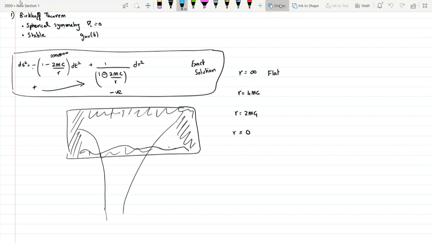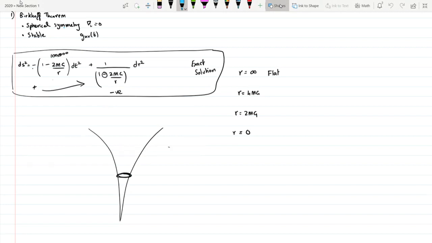Okay, let me draw this better. And there's one particular radius. Remember, r is equal to 2 mg is a radius. So it's actually a circle. I shouldn't have drawn a rectangle. I should have actually drawn a circle. This is what the black hole looks like.